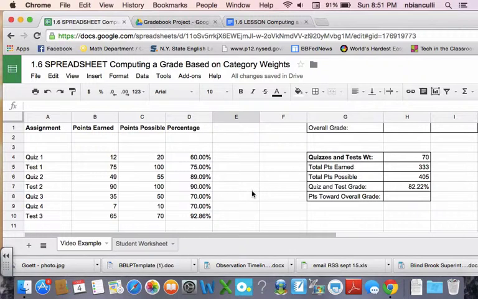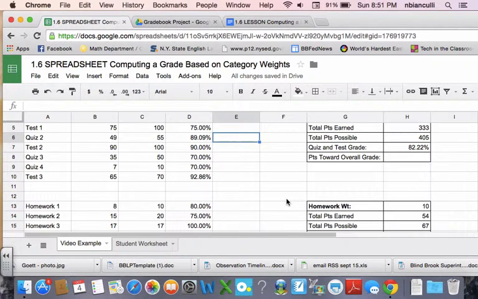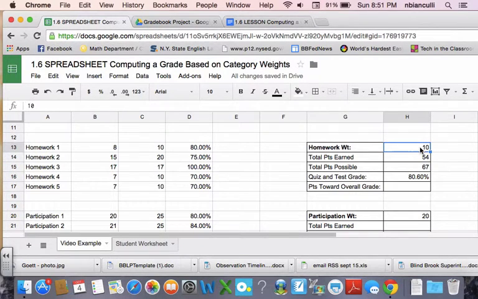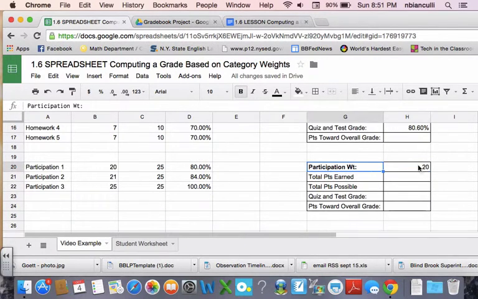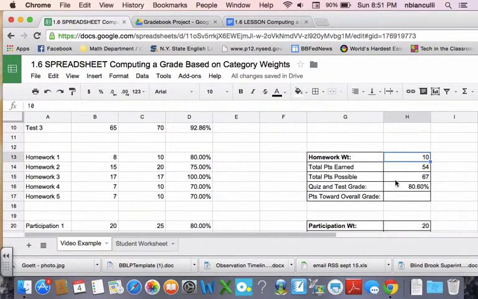In this particular example, quizzes and tests are going to be 70. Okay, they're going to be 70 out of the 100 total points that we have for our grade. Homework is going to be 10 out of 100 points. That's what the weight's for. This is the homework weight, 10. And the participation weight is going to be 20 out of 100 points. So these boxes are basically our category weights.